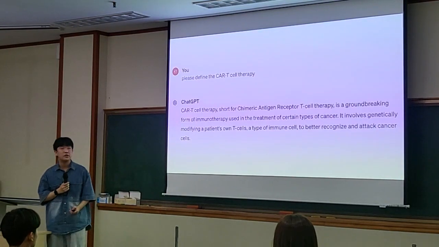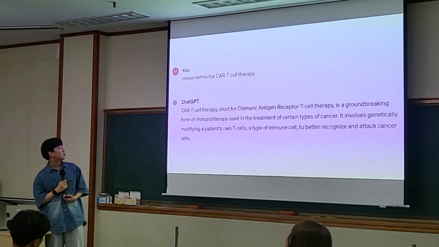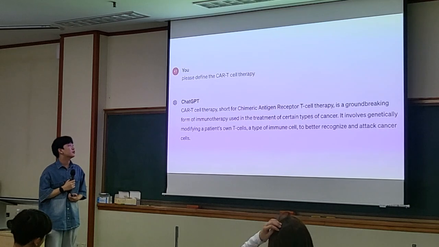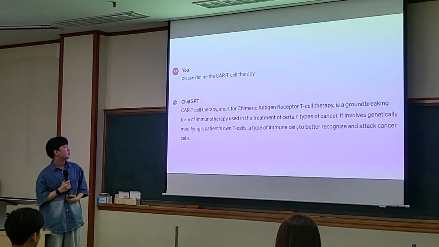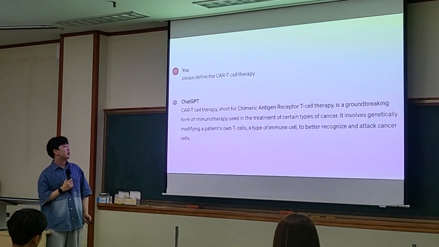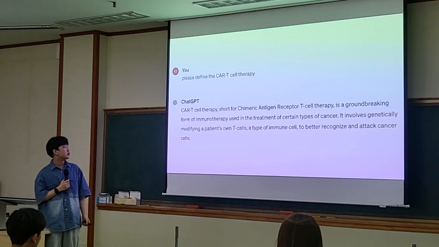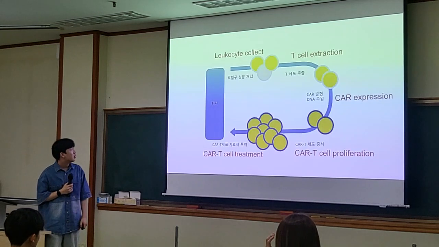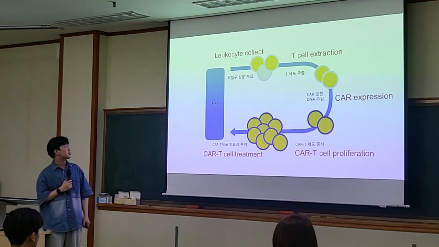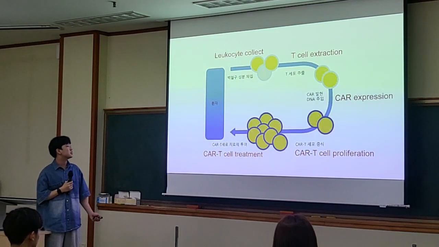And now I'm going to talk about CAR T cell therapy. CAR T cell therapy, short for chimeric antigen receptor T cell therapy, is a groundbreaking form of immunotherapy, and it involves genetically modifying a patient's own T cells, a type of immune cell, to better recognize and attack cancer cells. And this is a brief process for production of CAR T cells.